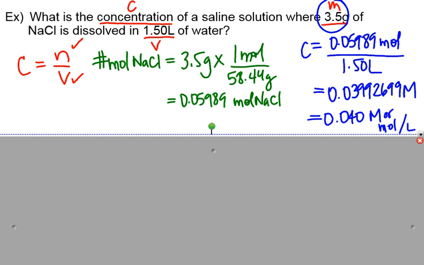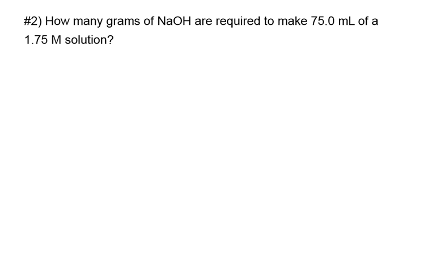So let's try one more. How many grams of NaOH are required to make 75 mL of a 1.75 molar solution? So again, figure out what's given to you in the question. I'm asking you for how many grams. That's the mass, okay? I've given you a volume, and I've given you a concentration. You have to find mass.